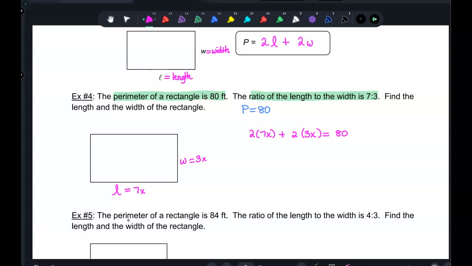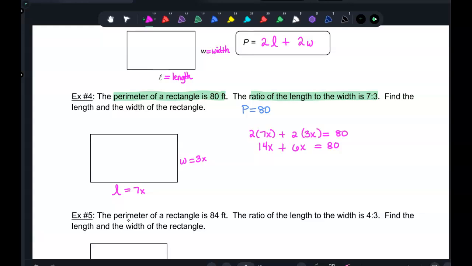Let me pause there. So 2 times the length. So 14x plus 6x equals 80. Good. Any questions on the setup? We good with that? Okay, so we get 14x and 6x, and x equals 4.